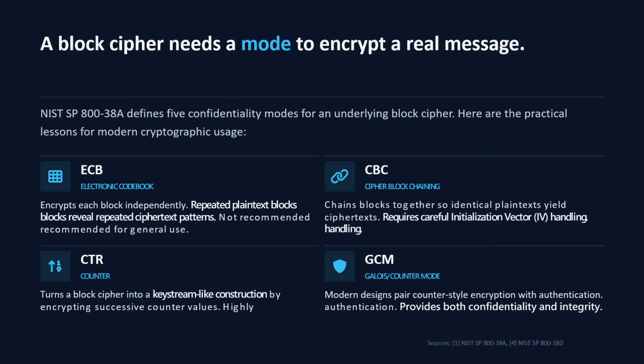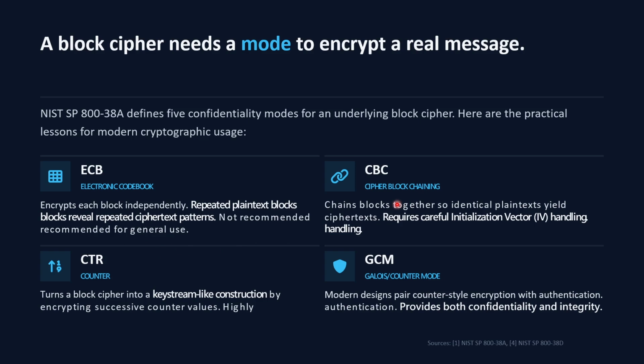A block cipher needs a mode to encrypt a real message. NIST defines 5 confidentiality modes for an underlying block cipher. Here are practical examples, like a case study. ECB encrypts each block independently, so repeated plain text blocks reveal repeated ciphertext patterns. It is not recommended for general use.